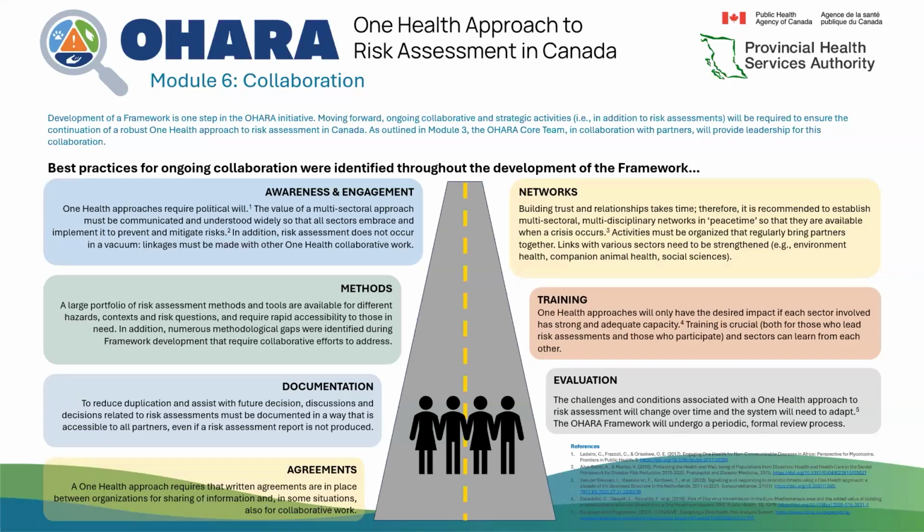Another important piece is methods. So as I mentioned, One Health tends to be very complex. We have a large portfolio of methods for risk assessment, but also for surveillance. And these need to be available to different people. And also we can learn from each other, learn from the different methods that are used across different disciplines and different sectors. And that kind of gets into the training piece as well, that One Health will only really work if each sector involved has strong and adequate capacity.